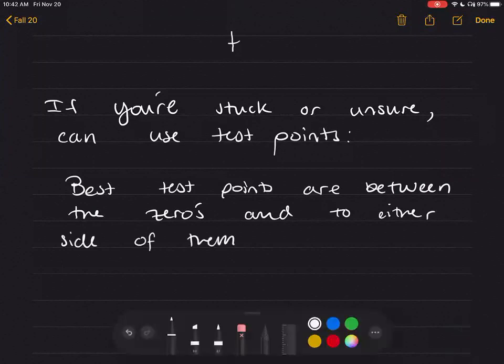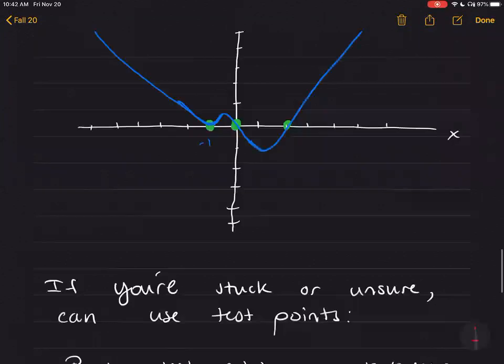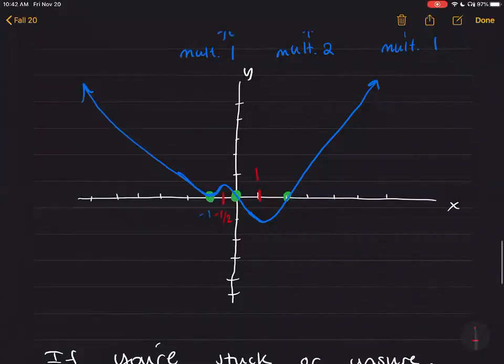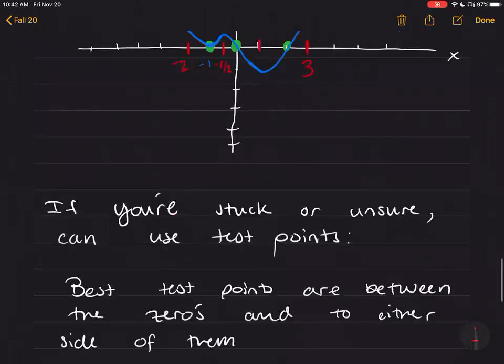So what I mean by that is if we go back up and look at the graph, the zeros here are the green circles, and the best test points are going to be in between them and to either side. So between -1 and 0, -1/2 is good. And between 0 and 2, 1's as good as any number. And then we also want to pick something on the very left-hand side. So this would be what? -2. And we also want to pick something up over here, which would be 3. Okay, so those are our 4 test points.